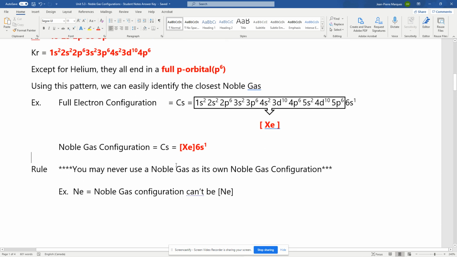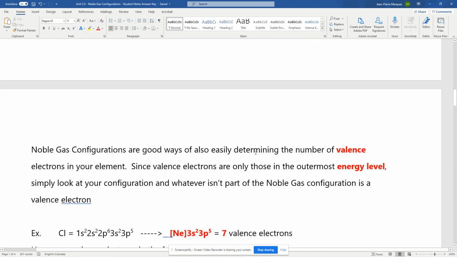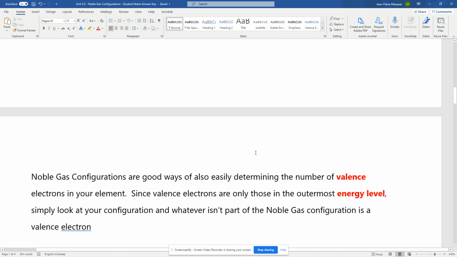So if you go back to cesium here, cesium is xenon, right? Every electron is placed in an orbital and is filled, and then it's 6s1. This is an electron in the 6 energy level all by its lonesome self. Therefore, it is the one valence electron that cesium has. So again, these will give you your valence electrons. A little bit of practice. Below, I want you to take each element, figure out its electron configuration, then figure out its noble gas configuration, and then determine how many valence electrons are in that element. Good luck, and come back once you're done.